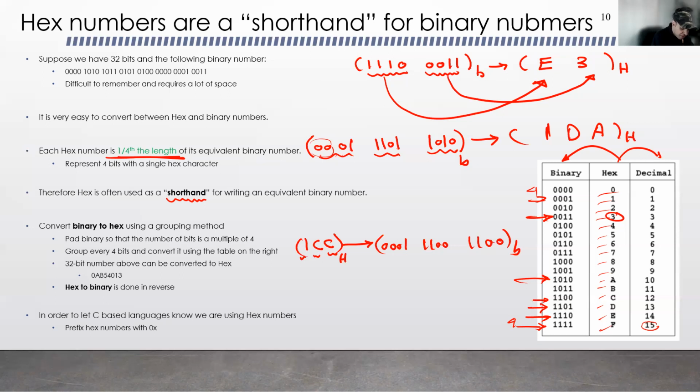And all the time, you can check that this rule is okay. The length of a binary number is 4 times its equivalent hexadecimal number. Here, for example, we have 12 bits. Here we have 3 digits. 12 over 3 is 4.